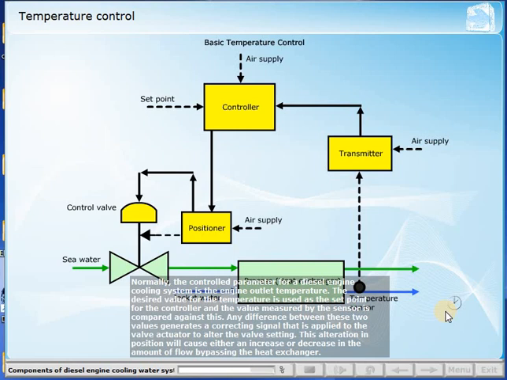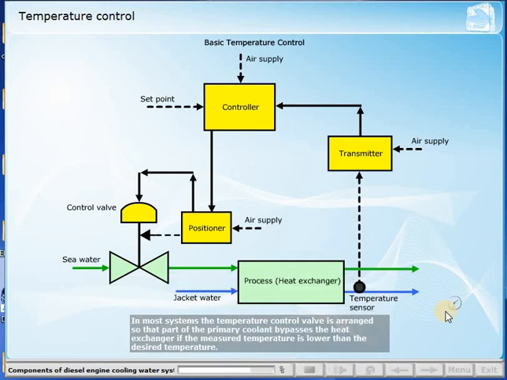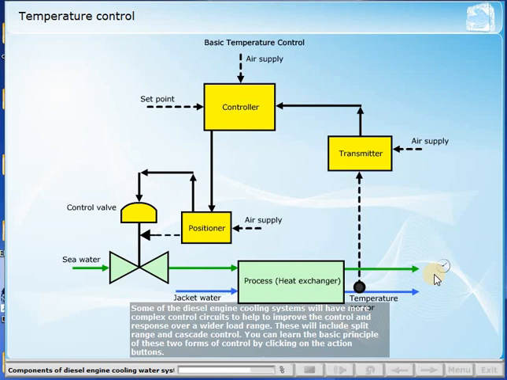Any difference between these two values generates a correcting signal that is applied to the valve actuator to alter the valve setting. This alteration in position will cause either an increase or decrease in the amount of flow bypassing the heat exchanger. In most systems, the temperature control valve is arranged so that part of the primary coolant bypasses the heat exchanger if the measured temperature is lower than the desired temperature. Some of the diesel engine cooling systems will have more complex control circuits to help to improve the control and response over a wider load range. These will include split range and cascade control. You can learn the basic principles of these two forms of control by clicking on the action buttons.